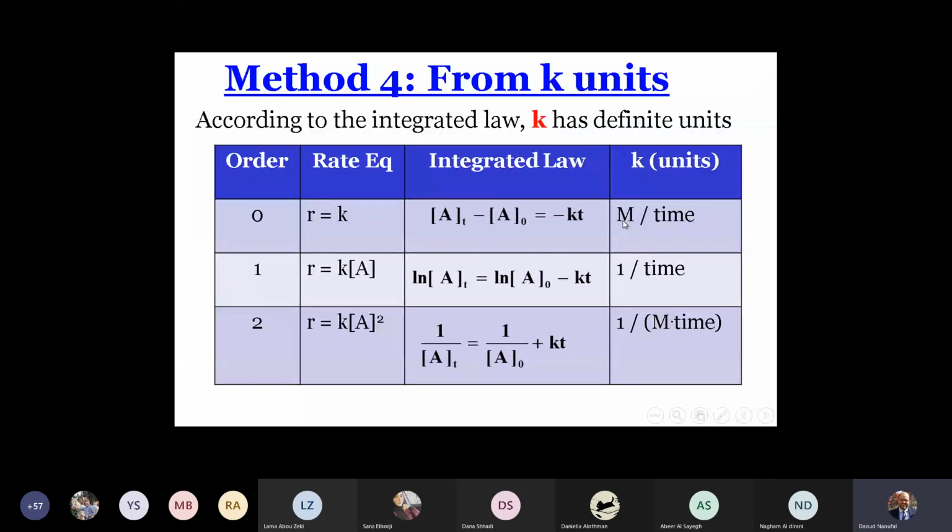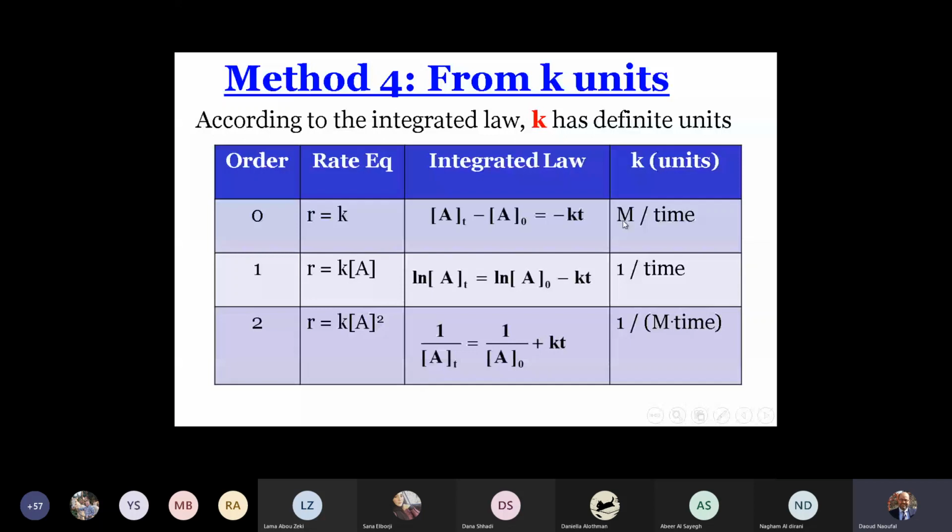For order 1, we can write R equals k A. So ln At equals ln A0 minus kt. This is the integrated rate law for a reaction of order 1. So k is ln divided by time, and ln is unitless. So the unit of k is time minus 1. If the unit of k is given in the exercise in time minus 1, in second minus 1, in minute minus 1, or in hour minus 1, this relation is justified and our reaction is of order 1.